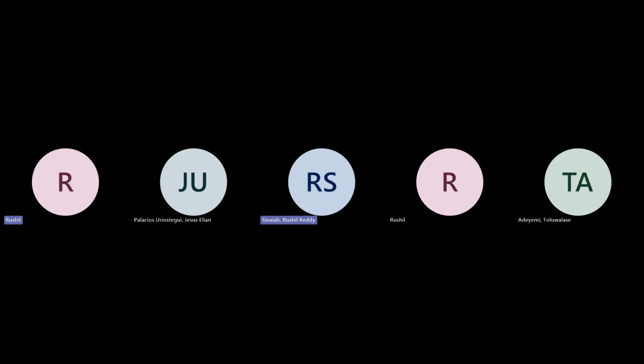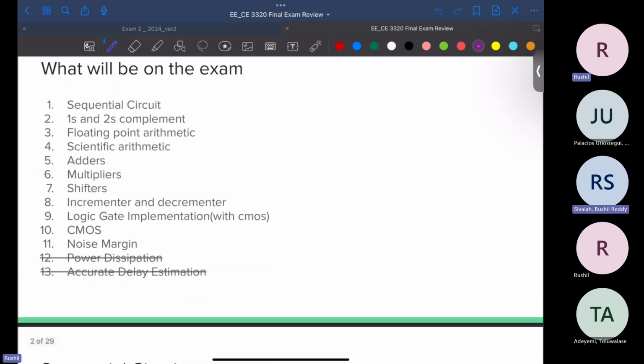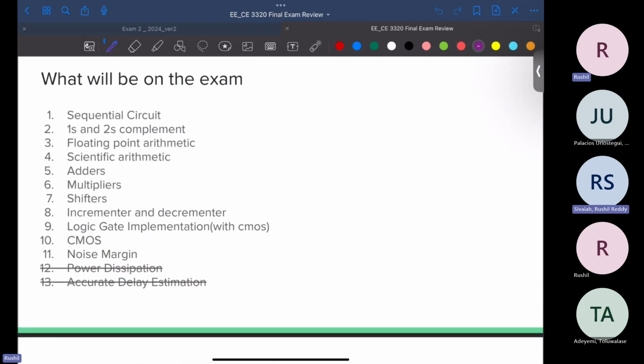Okay, so we're going to start the final exam review for EE and CE 3320. I talked to Dr. Balsara, and this is what he said will be on the exam: sequential circuits, 1's and 2's complements, floating point arithmetic, scientific arithmetic, and everything else on there. The bottom two will be on there, but I'm not going to go over them. If you need me to go over them, I can on Friday.